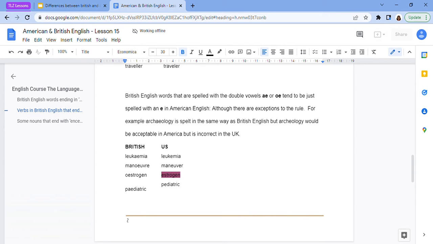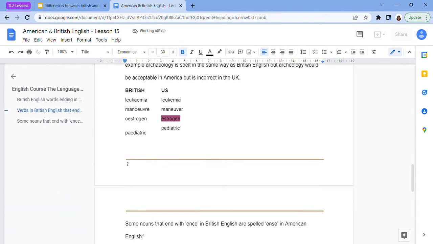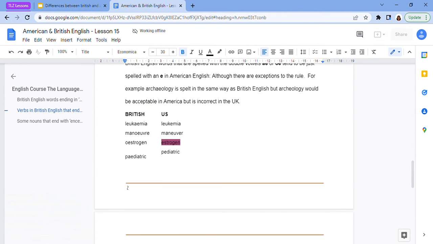So, we have examples like leukaemia. British English, of course, has the A-E and the American spelling, E. Manoeuvre, O-E in the British spelling and without the O in the American spelling, maneuver. Oestrogen, estrogen. Paediatric, pediatric, and so on and so forth.